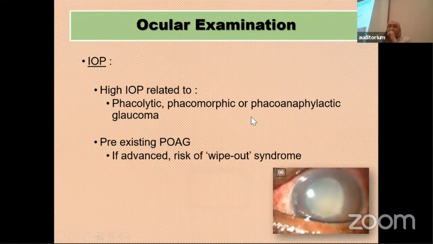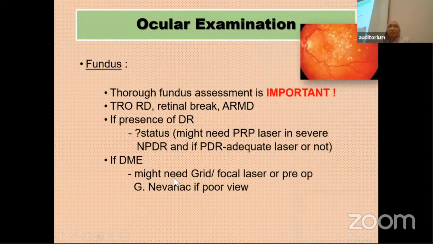High IOP also related to the lens-induced high IOP, such as phacolytic, phacomorphic, or phacoanaphylactic glaucoma. If the patient has pre-existing POAG, if advanced, we need to explain to the patient the risk of wipeout syndrome. And then fundus also is very, very important. If we can see the fundus, we must look carefully for any abnormality in the fundus. This also might guide the prognosis of the cataract surgery later on.